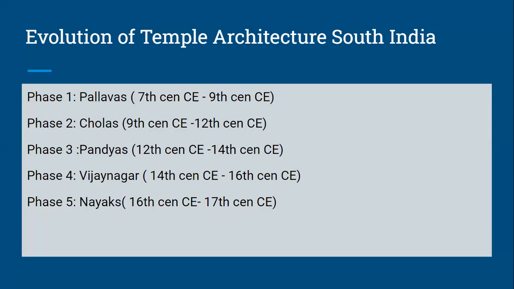So when we talk about the Dravida style of temple architecture, it evolved under 5 distinctive phases. The very first phase is the Pallava dynasty. The Pallava dynasty marks the beginning of the Dravida style of temple architecture in South India. So 7th century AD to 9th century AD is the first phase. We are going to discuss it in detail. The second phase is under the Cholas, which we call the peak phase of Dravida temple architecture.